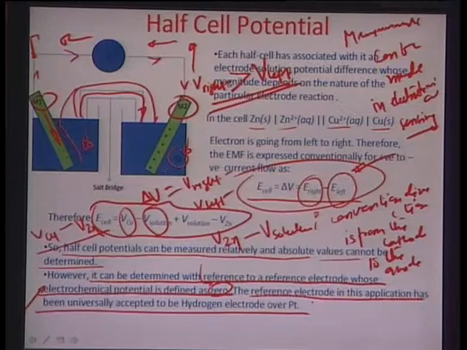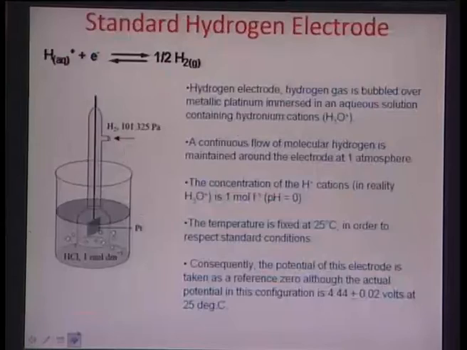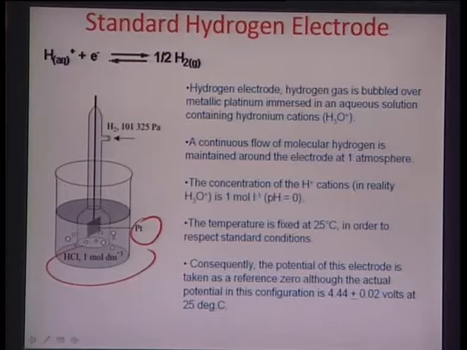This reference electrode in this application has been universally accepted to be the standard hydrogen electrode, which is essentially something like this, where there is a platinum and there is a 1 molar solution of HCl in water, and hydrogen is bubbled through this particular electrode at a pressure of about 101,325 pascals or 1 atmosphere, and essentially there is a potential which is created.